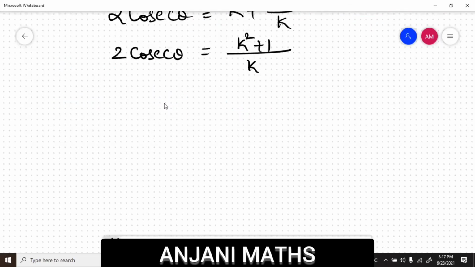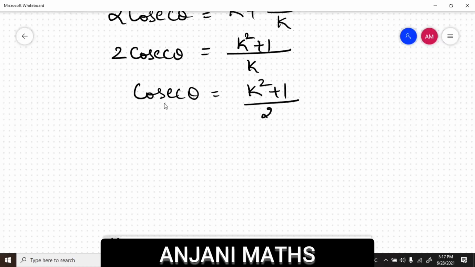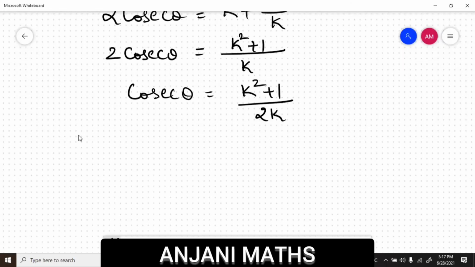So what is cosecant theta? Cosecant theta is equal to k square plus 1 by 2k. Okay, so we did this, we keep this one aside. Let it be 1.